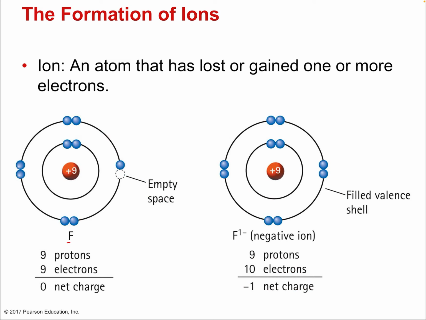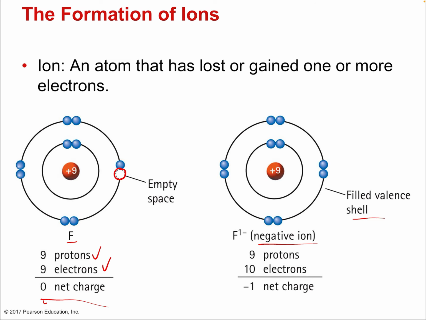Okay, another example. We have fluorine. Nine protons, nine electrons when it's balanced. That's atomic fluorine. But then we can have a negative ion of fluorine where it has actually gained an electron. It gained an electron because its outer shell, unlike sodium, which had only one electron in its outer shell, is the opposite. It has 7 out of the 8 spaces full and only 1 empty space.